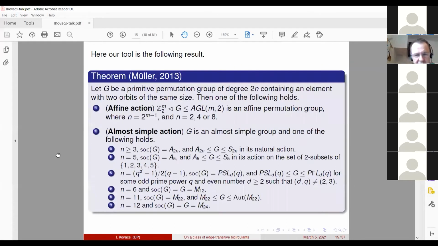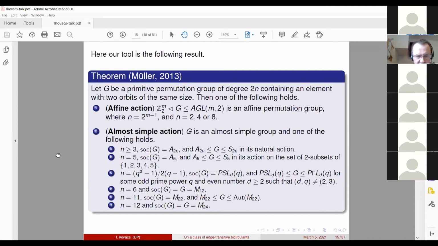Our tool to do this is the following classification result due to Peter Müller. Müller classified permutation groups of degree 2n which contain an element with 2 orbits of the same size, and this is exactly the property which our graph has. It turns out that there are 2 possibilities for a primitive group. The primitive group either belongs to an affine action, and the group is an affine permutation group with very small degree. The degree is either 4, 8, or 16.